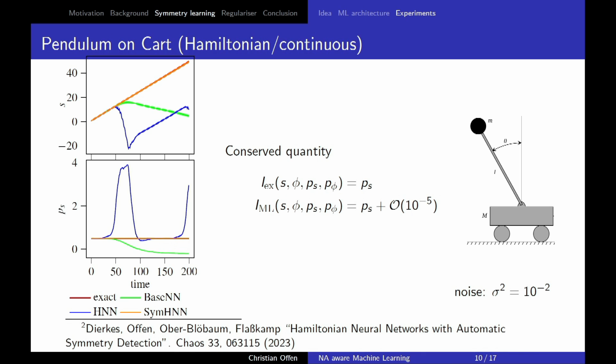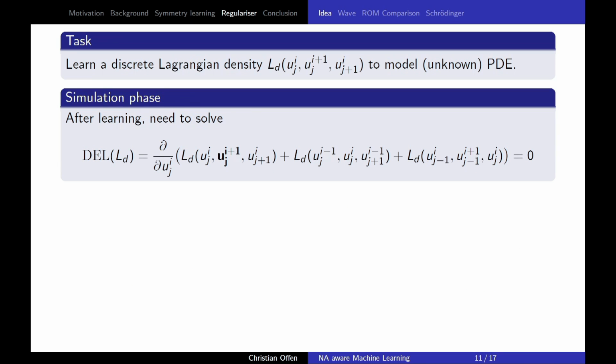Okay, so regularization by symmetry helps for getting qualitatively better results, especially in long-term simulations, and it's also nice for system identification. But we need even more regularization because we want to be able to solve the discrete Euler-Lagrange equations, right? So now I'm gonna show you how to do this, in the example case of PDEs.